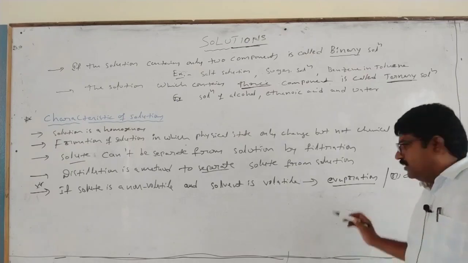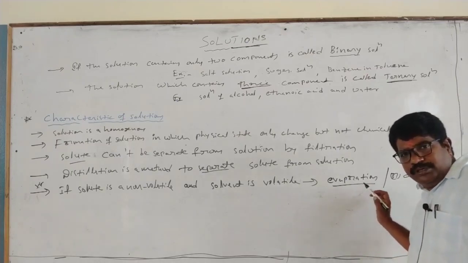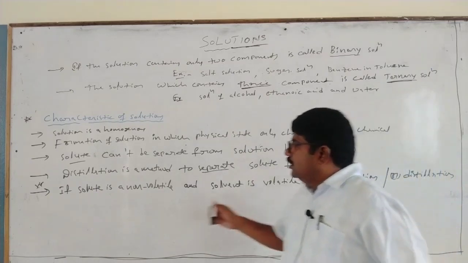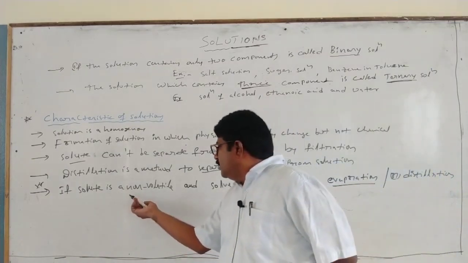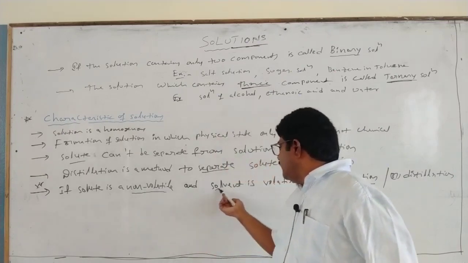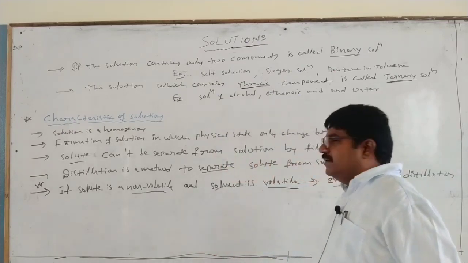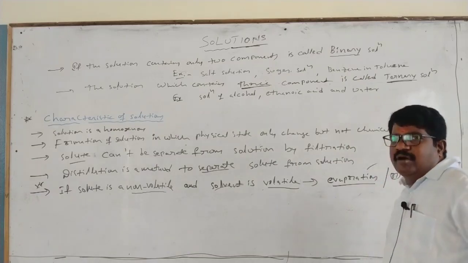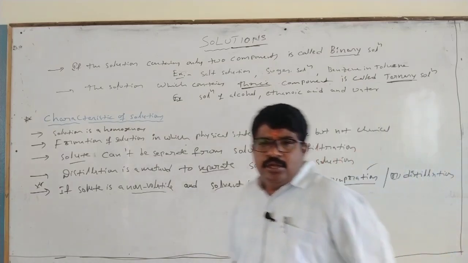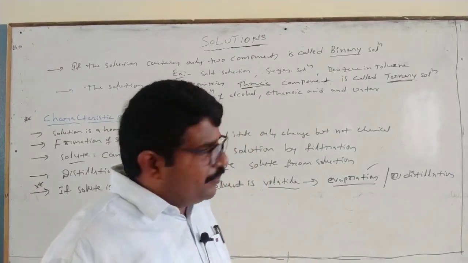Evaporation or distillation. By using this method, we have to separate solute from solution. But here the solute should be what? Non-volatile. Here the solvent is volatile. Then only you have to use this method, evaporation. Right, so this is one of the properties.